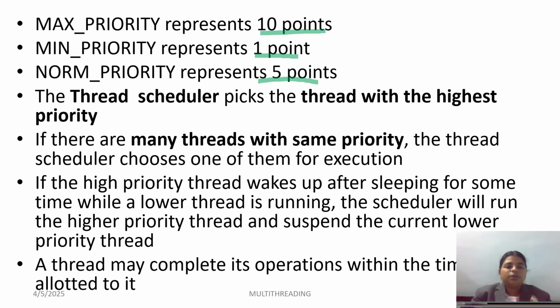The thread scheduler picks the thread with the highest priority. If there are many threads with the same priority, the thread scheduler chooses one of them for execution. If a high priority thread wakes up after sleeping for some time while a lower priority thread is running, the scheduler will run the higher priority thread and suspend the current low priority thread. A thread will complete its operations within the time allotted to it.